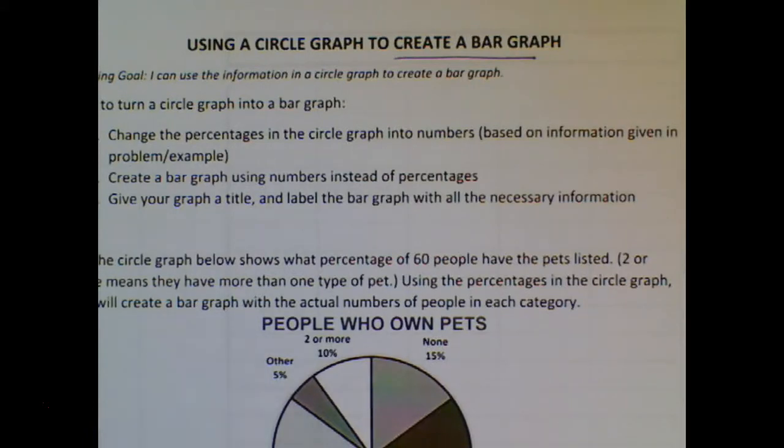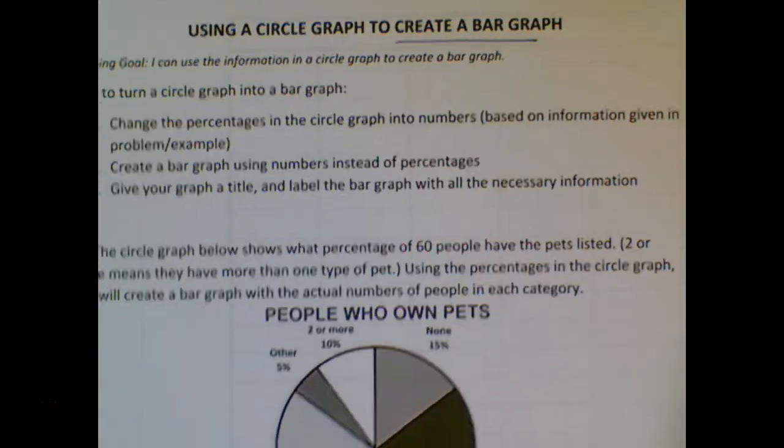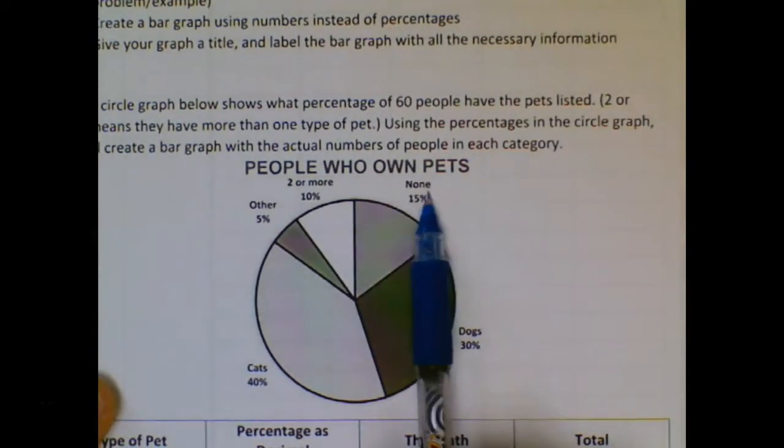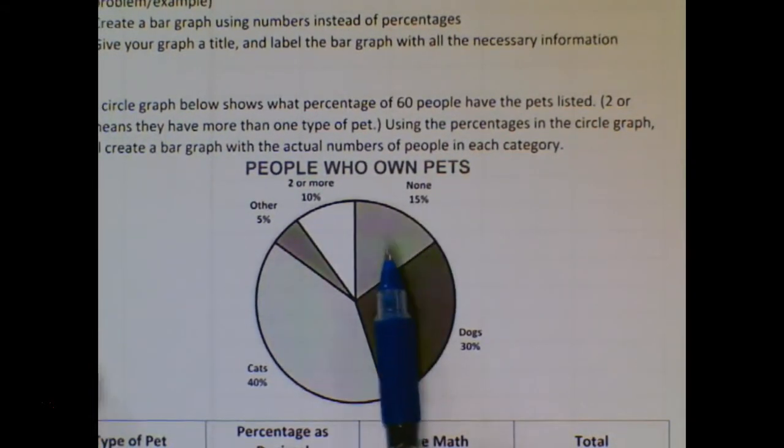First thing that we're going to do, there are 3 steps. First thing is to change the percentages in the circle graph into numbers based on the information given in the problem or example. So what that means is this. You are given a percentage, like for instance, people who own pets, 15% do not own a pet. Well, what in the world does 15% actually mean?